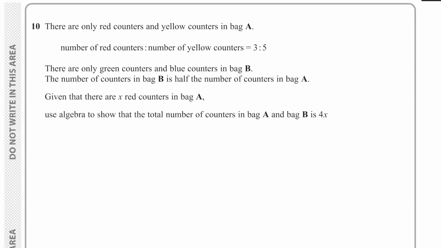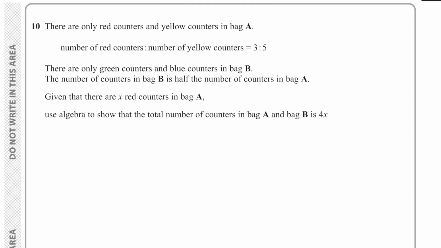Question 10. There are only red counters and yellow counters in bag A. The number of red to the number of yellow counters is the ratio 3 to 5. There are only green counters and blue counters in bag B. The number of counters in bag B is half the number of counters in bag A. Given that there are x red counters in bag A, use algebra to show the total number of counters in A and B is 4x.